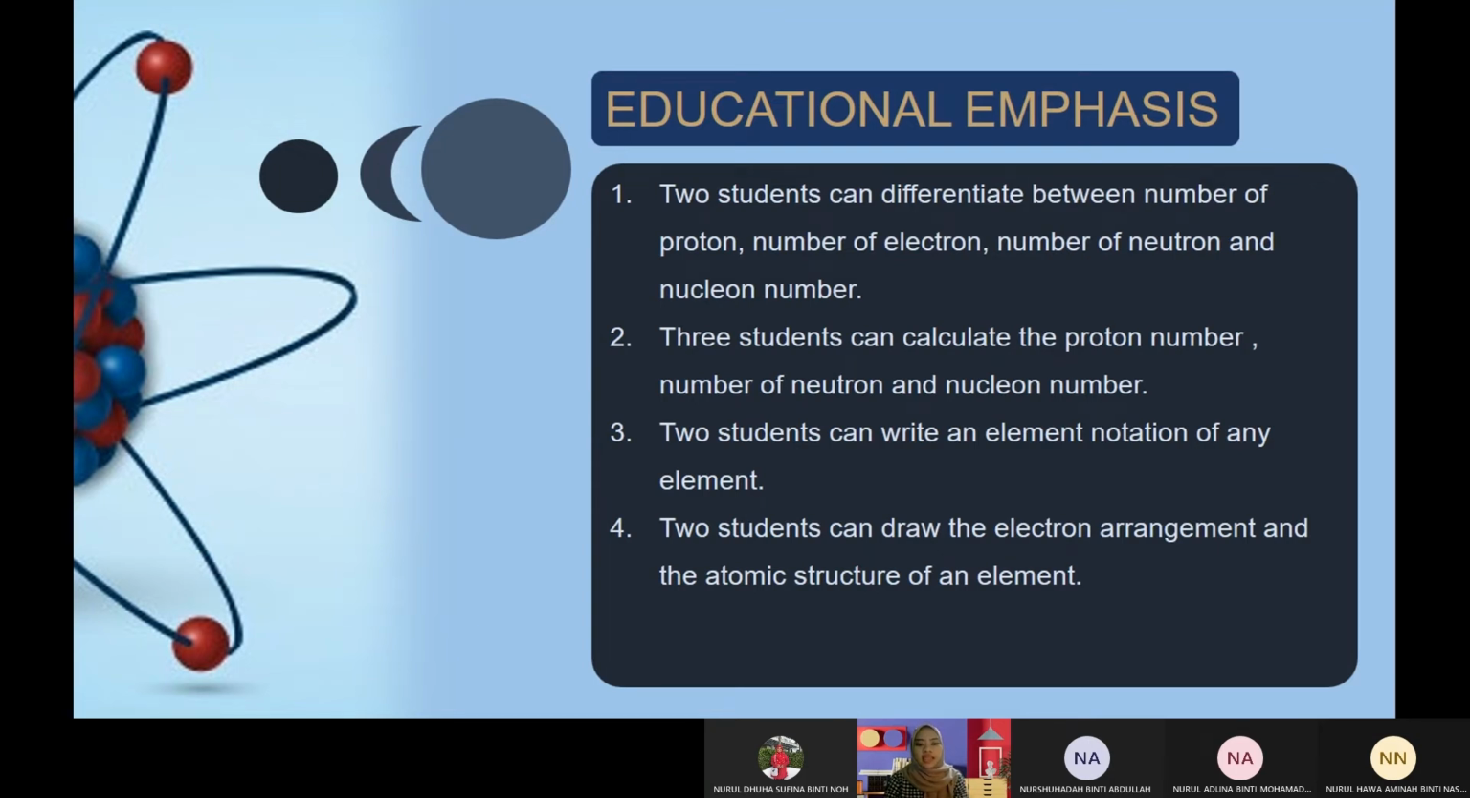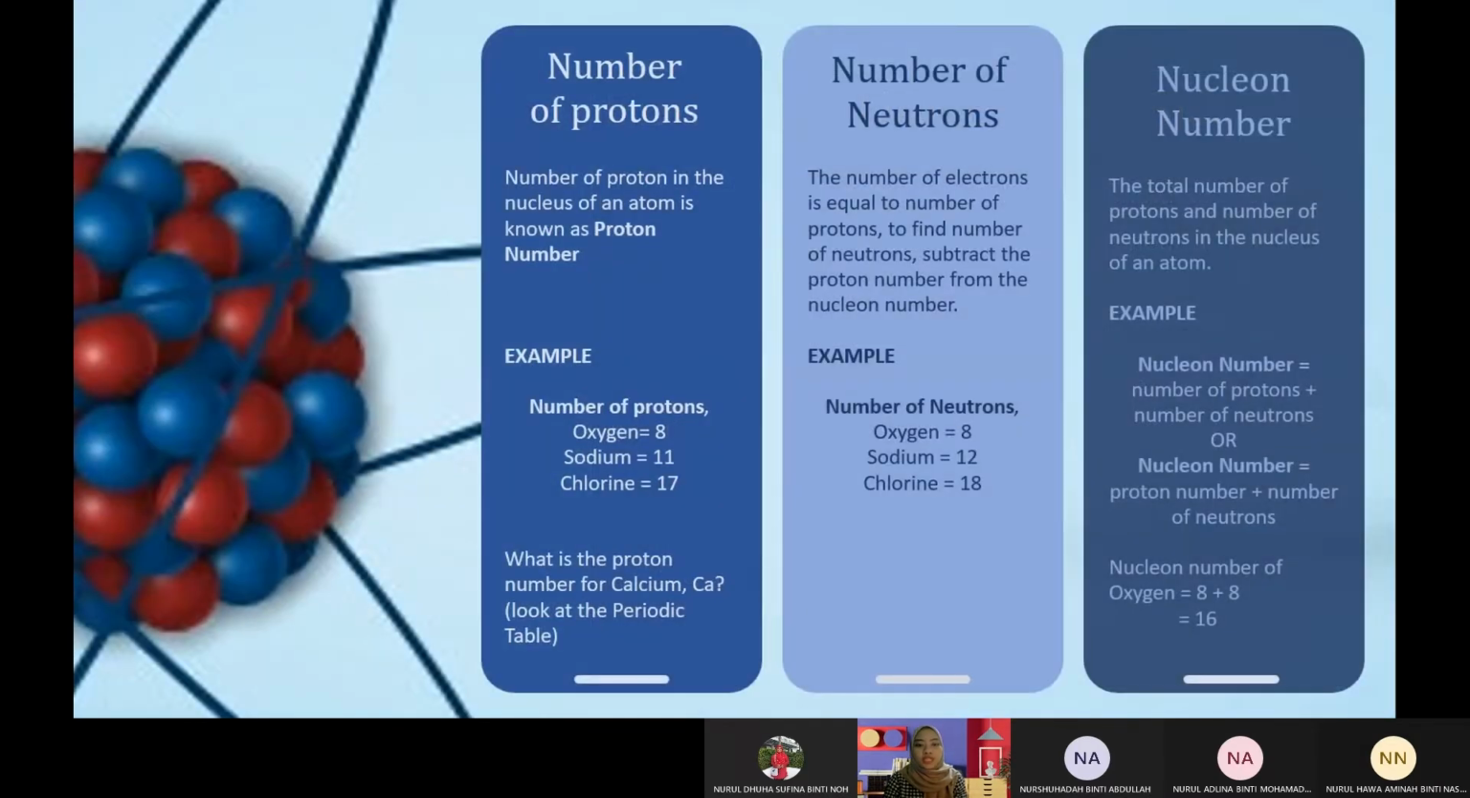So, as Adina said, an atom has subatomic particles, which are protons, electrons, and neutrons. Now, we will start with the definitions of number of protons, number of neutrons, and also nucleon number.